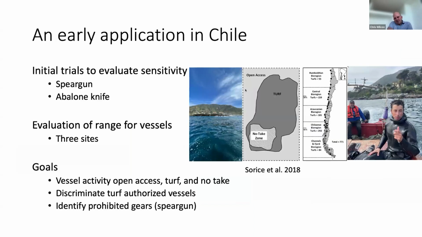Okay, so I'll talk about an application we've been working on in Chile. Chile has a system of territorial user rights for local fishing communities. They're targeting abalone, which is very high value. And basically that map in the center of the images shows you the locations of all the communities that have turfs along the Chilean coast.